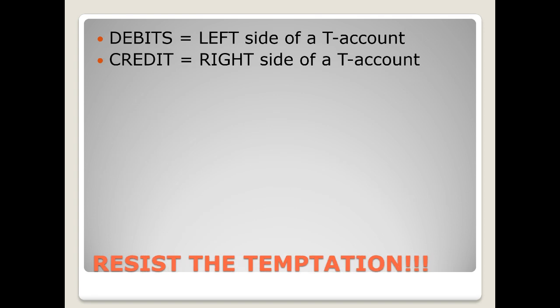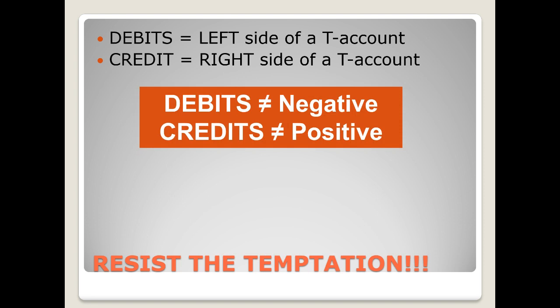Now, debits and credits. Let's quickly remind ourselves what these are. You need to resist the temptation to think that debits are always negative and credits are always positive. It's nothing like that. Debits occur on the left side of a T account. Imagine a T. This side are the debits, this side are the credits.